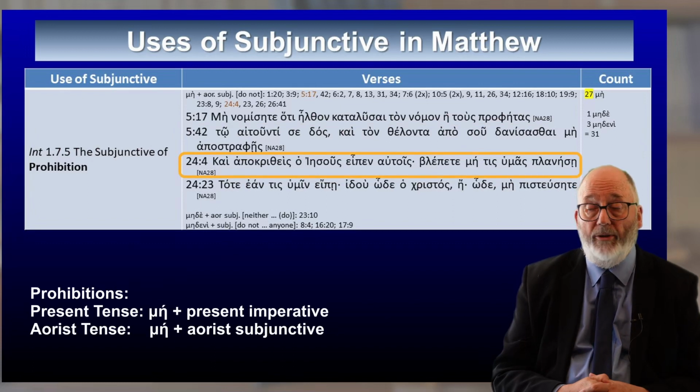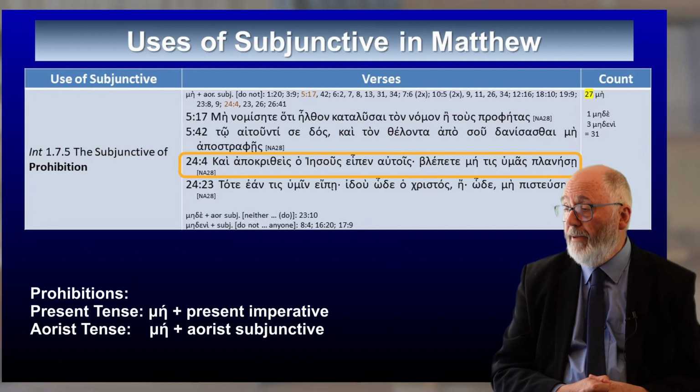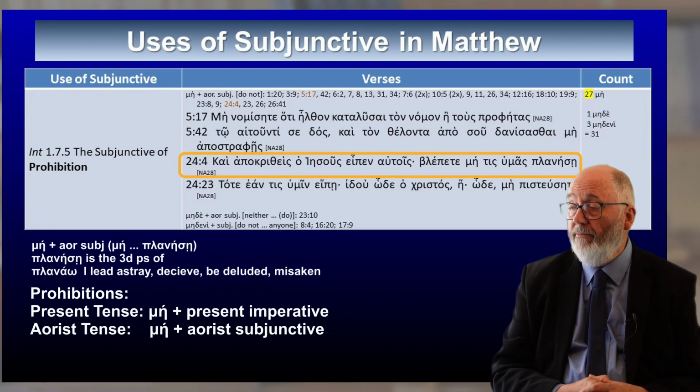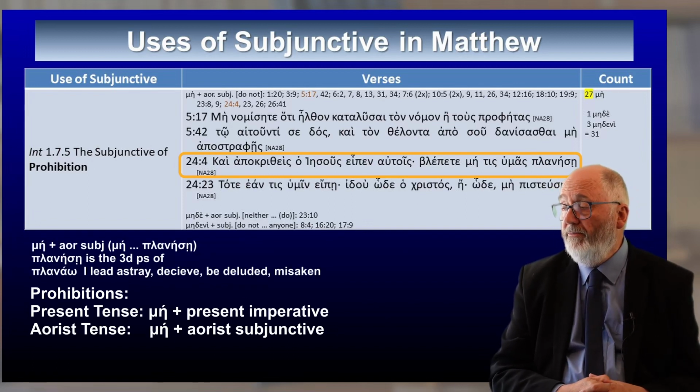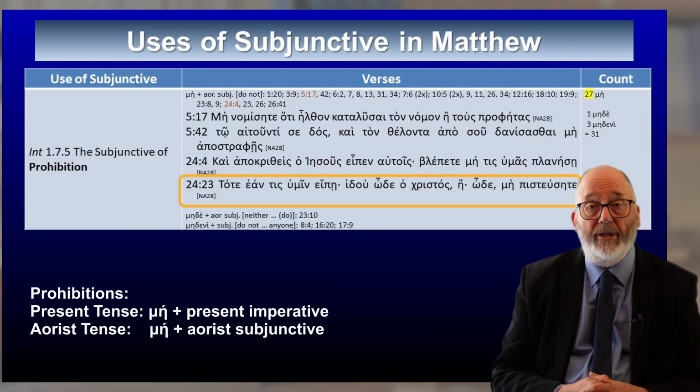Matthew 24:4. And answering, Jesus said to them, Blepete me tis humas planese. Beware, me, right, me plus aorist subjunctive, planese, from planao, beware, do not let anyone deceive you. Matthew 24:23.